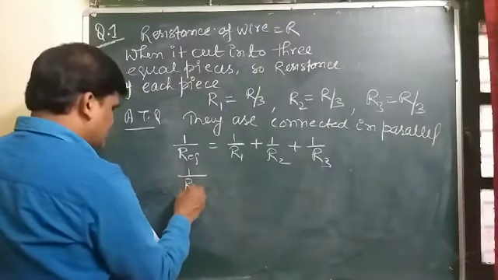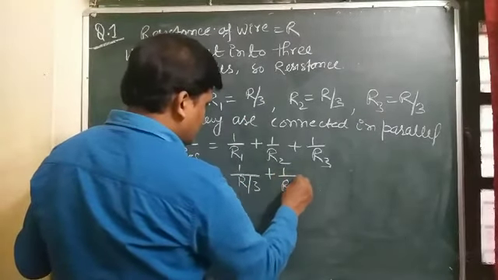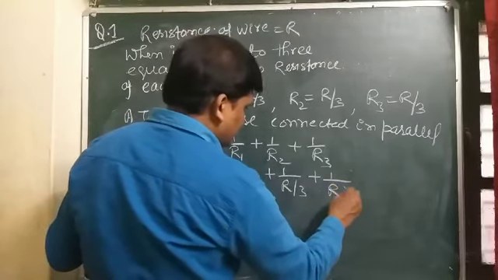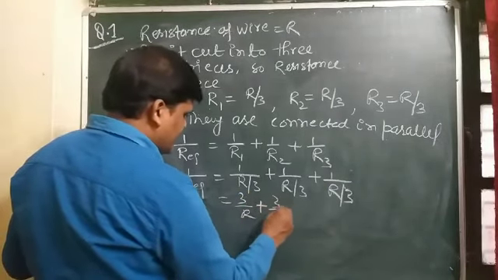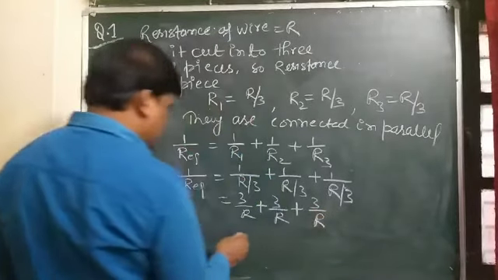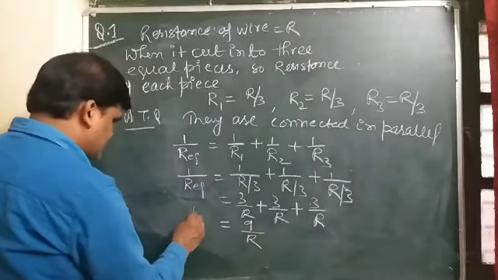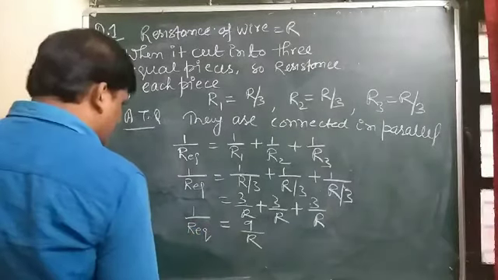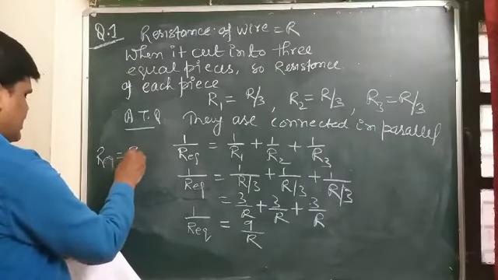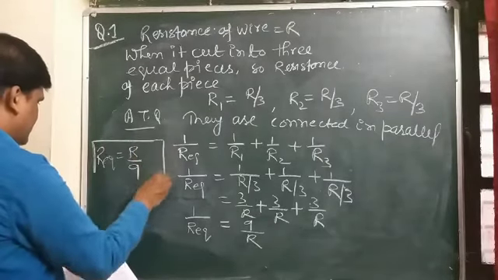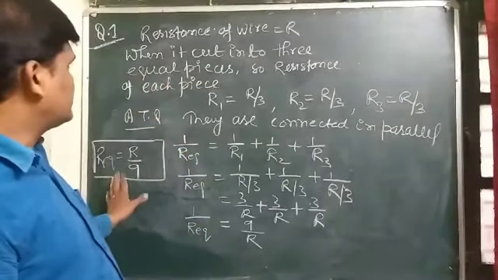And student, 1 by R equivalent, where R1 is R by 3, R2 is R by 3, and R3 is R by 3, comes out to be 3 by R plus 3 by R plus 3 by R. Taking LCM as R, we get 3 plus 3 plus 3, which is 9, over R, so 1 upon R equivalent equals 9 by R. Taking the reciprocal, the equivalent resistance R equivalent comes out to be R by 9, and this is the answer of this question.